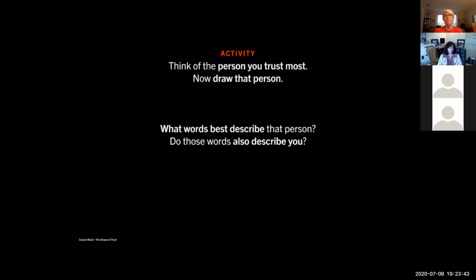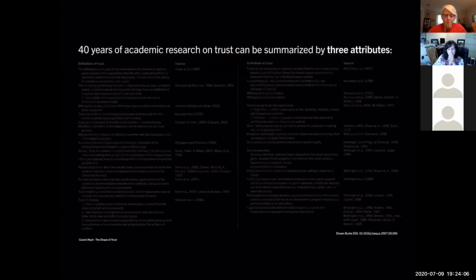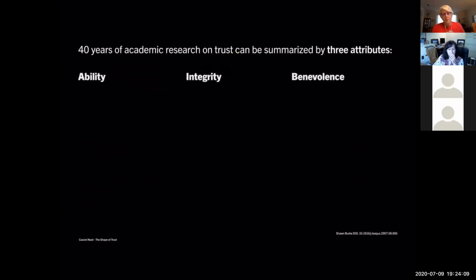Turns out there's a ton of academic research on this. This slide that I'm not expecting you to review basically highlights some of the key academic literature on trust for the past 40 or so years. And Sean Burke, who's at University of Florida, ended up summarizing trust into 3 attributes. They may or may not be the attributes that you used for the individual for whom you have the highest degree of trust. Those attributes are ability, integrity, and benevolence. And these 3 common pillars summarize all of the academic literature that we just saw on trust.